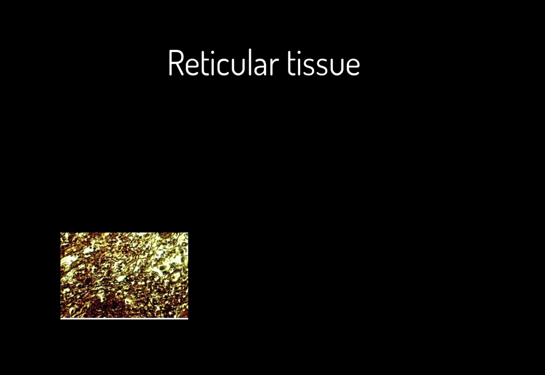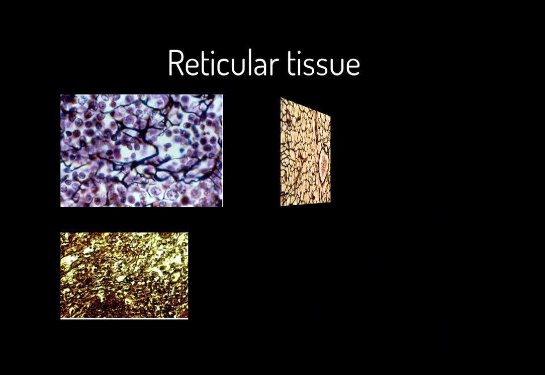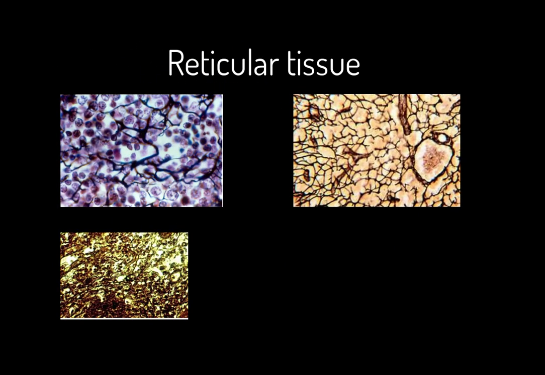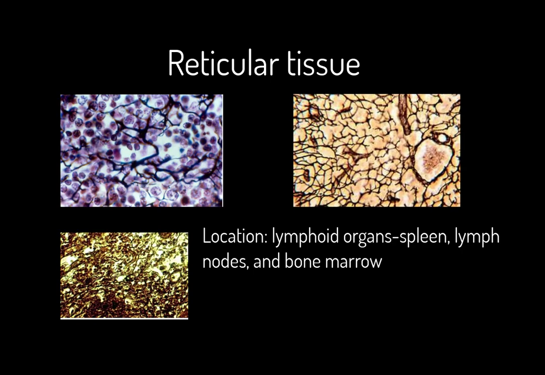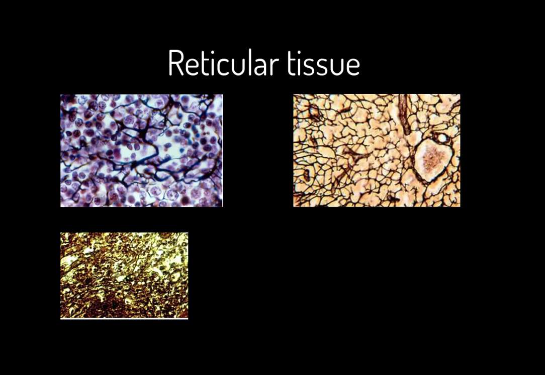Reticular tissue is located in lymphoid organs, and I know you don't know what those are yet, but lymphoid organs are the lymph nodes, the spleen, or bone marrow. The function of reticular tissue is to support all the other cell types, particularly white blood cells and macrophages that are active in immunity. In reticular tissue, you'll also see these dark fibers, and those are called reticular fibers.